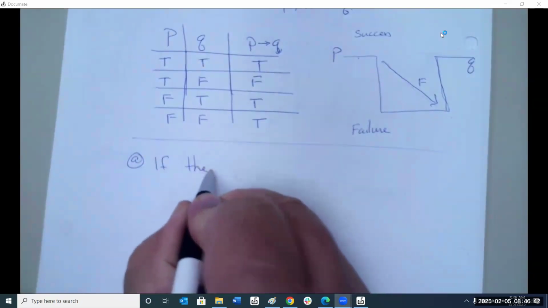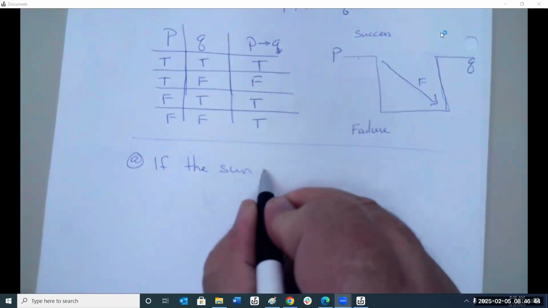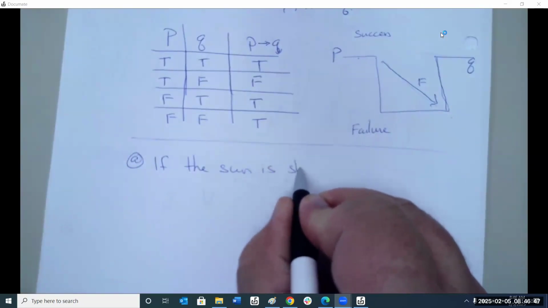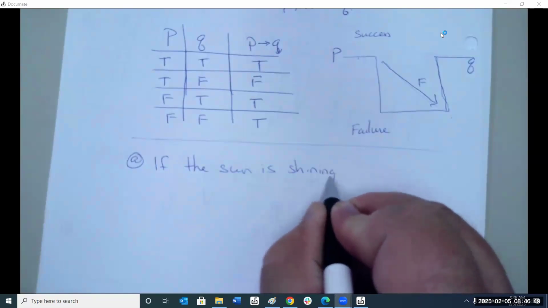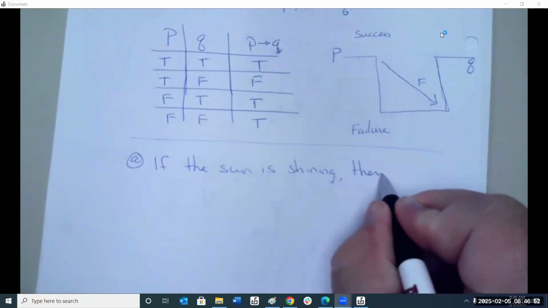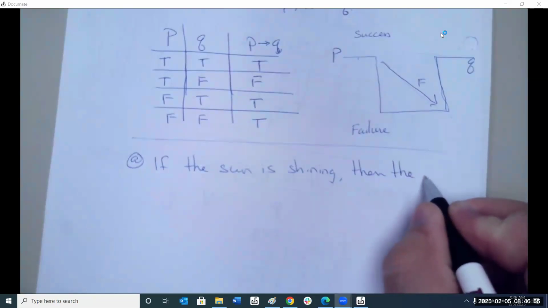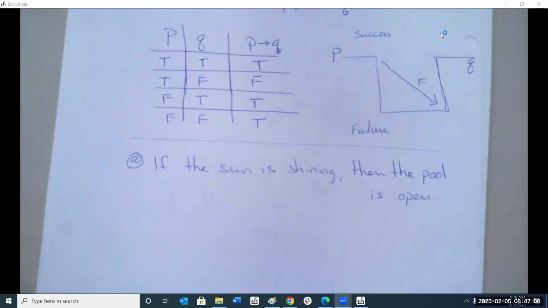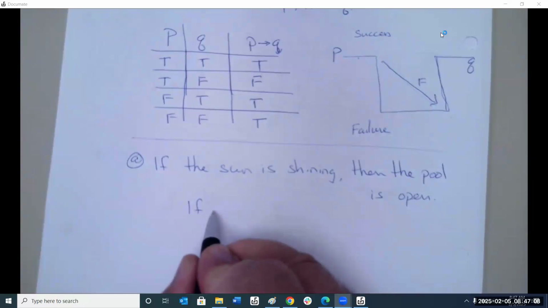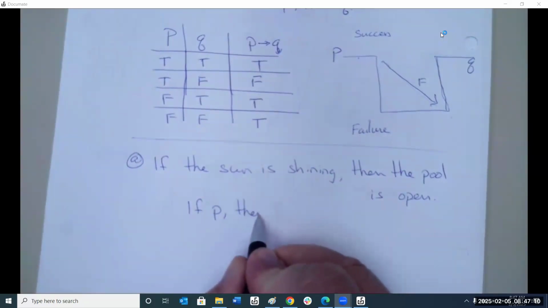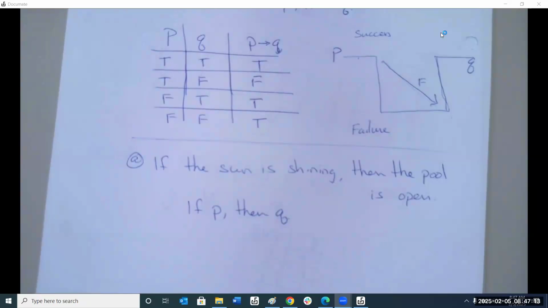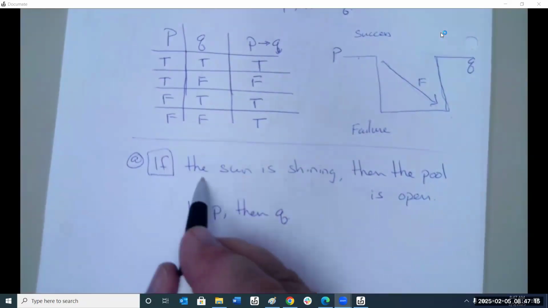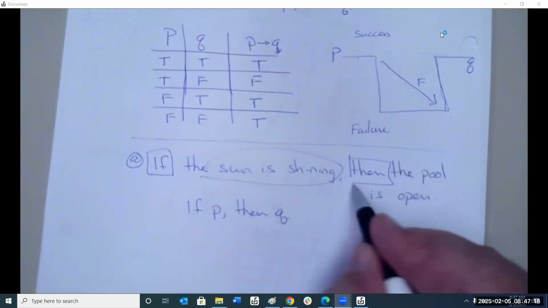If the sun is shining, then the pool is open. That is just a traditional one. That's if P, then Q. Here's my if statement. There's my P. Then here's my Q.